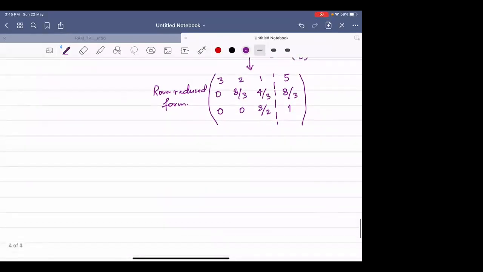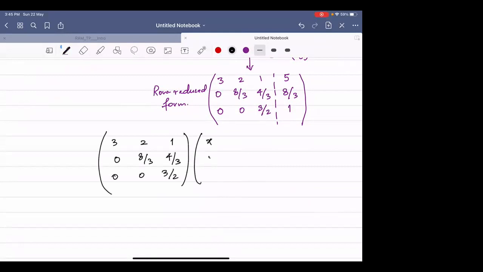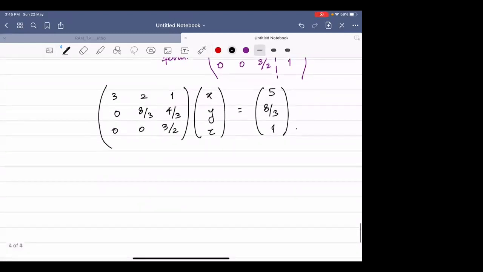So now I will rewrite the system of equations using this row reduced form. What is my system of equations? It is 3, 2, 1, 0, 8 by 3, 4 by 3, 0, 0, 3 by 2 times x, y, z equal to 5, 8 by 3, 1. Okay, this is the system of equations that I'm solving. Okay, and now let's start from the last one.